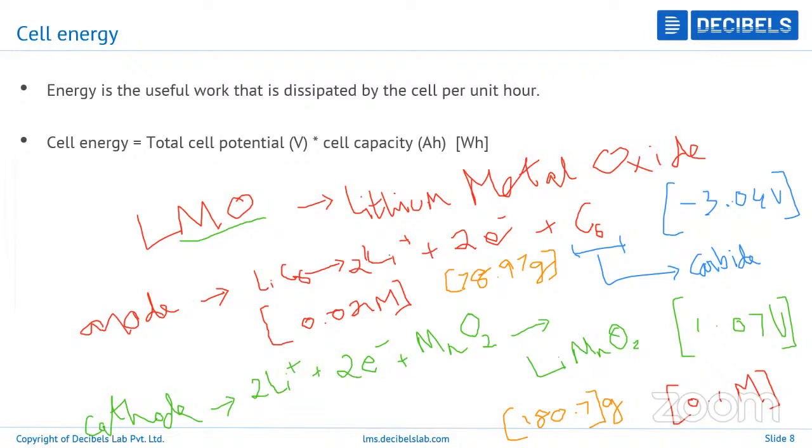No. Whatever I have provided are for the anode and for the cathode. This is not the total cell potential. What you see here, minus 3.04 and 1.07, these are for the anode and cathode. From this, you have to find the total cell potential.